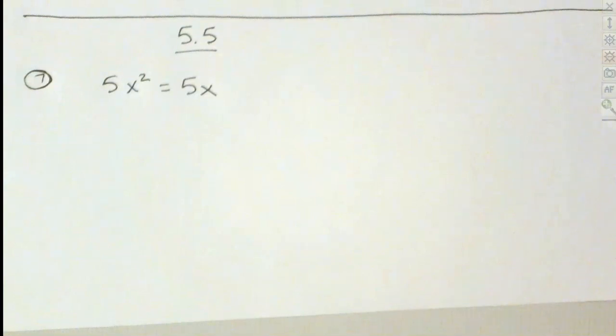Now, this one is different than what we did in 5.4. The difference is this one has an equal sign. If it has an equal sign, that means it is an equation, and that means you're going to get answers. If there's no equal sign, it's an expression, and you cannot get answers. So all the others, there were no answers, right? Because you can't solve it because there's no equal sign. This one has an equal sign.